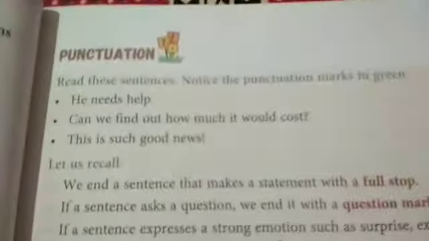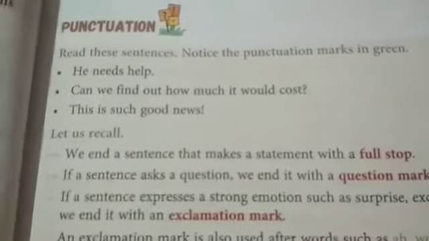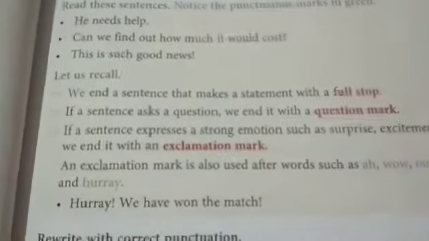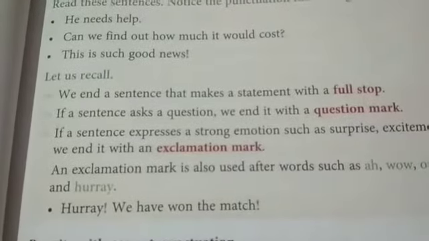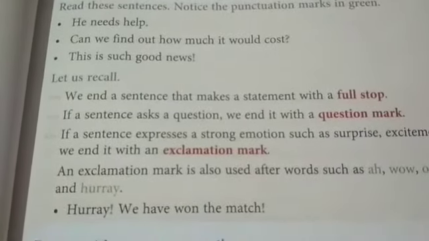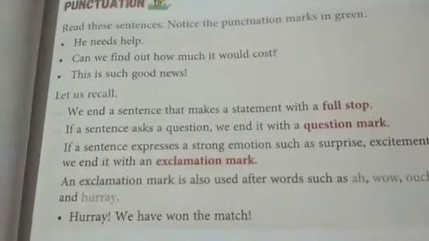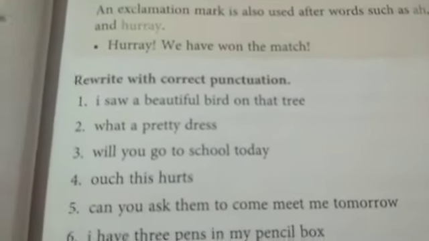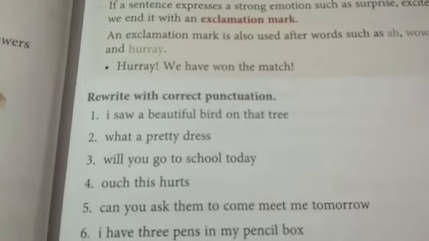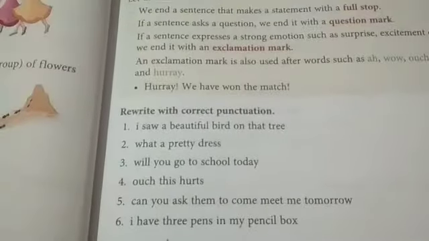Okay, now let us see what is punctuation. You know, in sentences you have learned what punctuation is. Punctuation includes question marks, full stops, exclamation marks. These are called punctuation marks. We end a sentence that makes a statement with a full stop, and others end with a question mark or exclamation mark. So rewrite the correct punctuation over here. I saw a beautiful bird on that tree. You have to rewrite it. This you will also do by yourself.